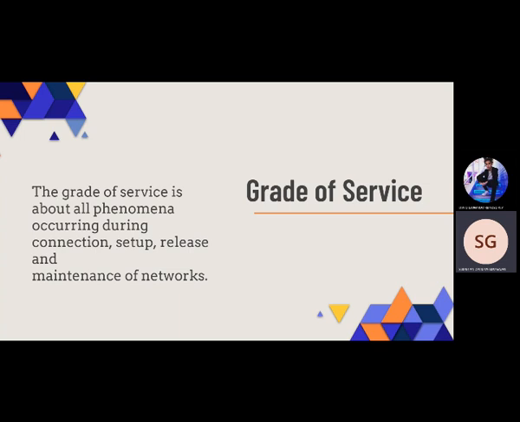And next is the grade of service, or the GoS. This is about all the phenomena occurring during the connection setup, release, and maintenance of a network. This can be seen when we set up a connection and it has delay, probability of end-to-end blocking, delay in the authentication, and probability of breaking the active connection. This is an indicator of customer satisfaction. This can be seen when the customer doesn't have the best connection. He's going to have a bad reference of the company, because if they are not giving the best service, the customer is not going to continue with the company.